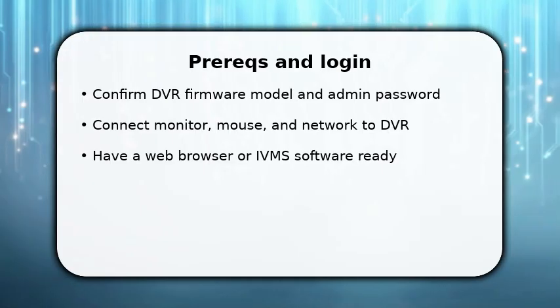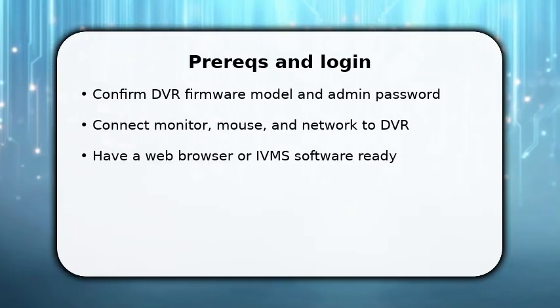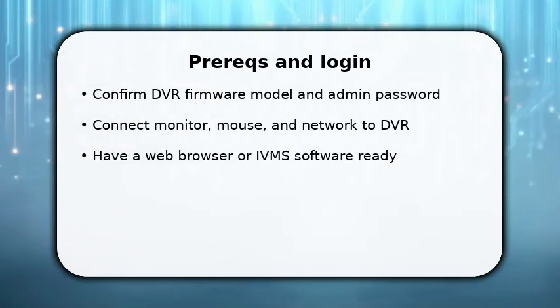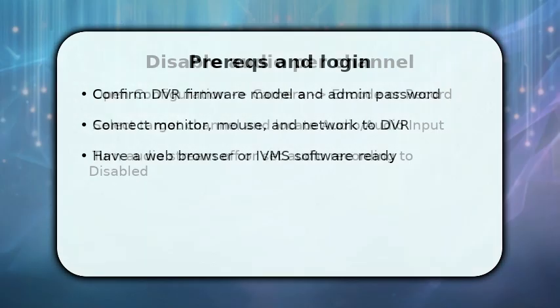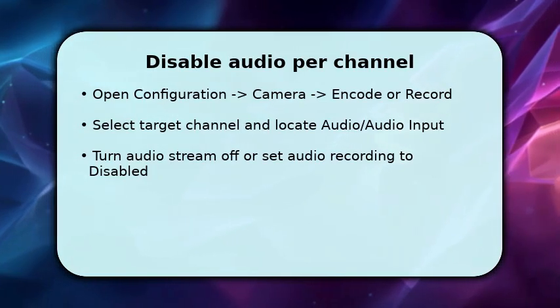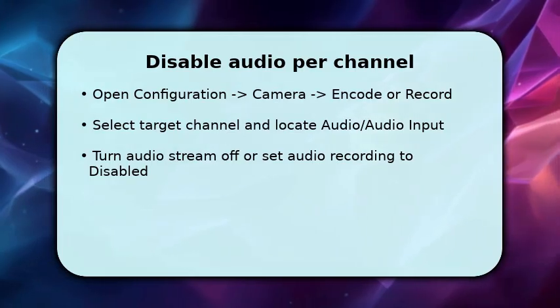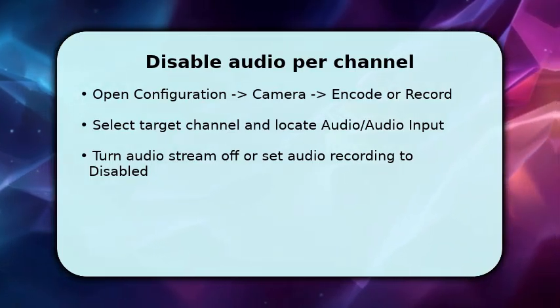Now navigate directly to configuration to begin changing recording parameters. Do not use guest accounts. Once in configuration, go to camera or encode settings and pick the channel you want to change. You do this because audio settings are per channel on most models.